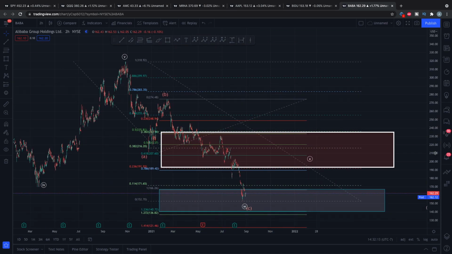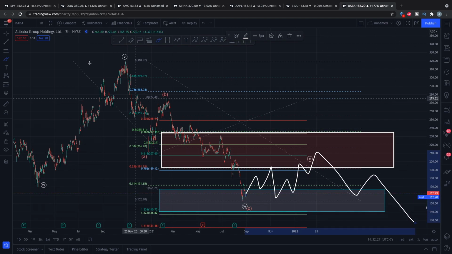And just in terms of characteristics of this failed impulse wave, note that it's going to be pretty choppy. So it's not going to be just a straight up increase. It's most likely going to take on a very choppy, up and down structure. That's what it usually looks like. And then you push downwards again for that Y wave.